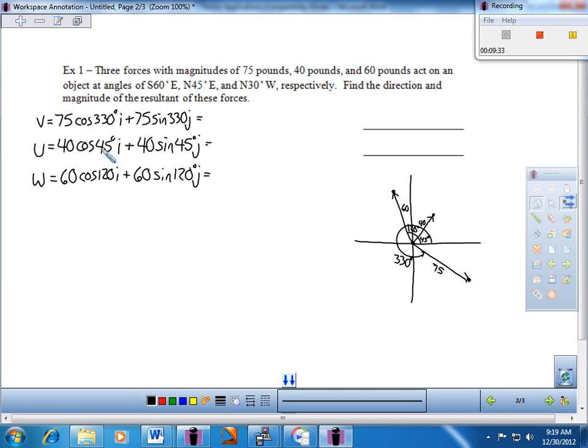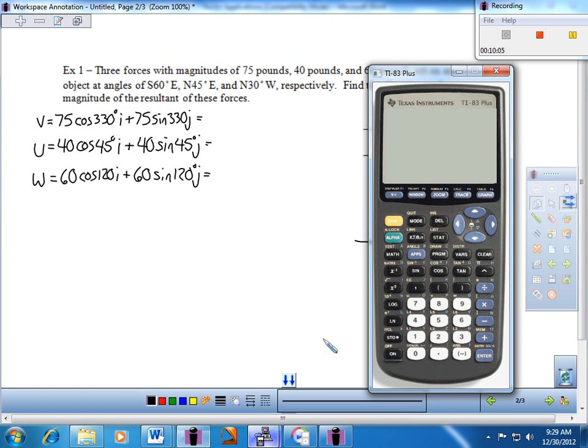And let's get each one of those into our AI and BJ. So that was our first step. Let's make sure we're able to do that piece. I'm going to go to 2 decimal places on each. And by the way, make sure you're in the right mode, degree mode. So the first one: 75 cosine 330, and then 75 sine 330. That'll be the horizontal, and that'll be the vertical right there.